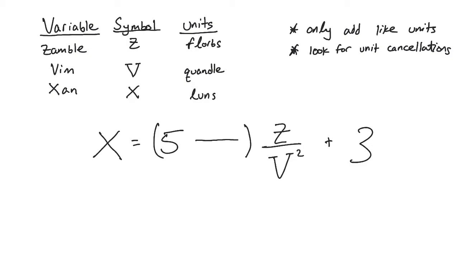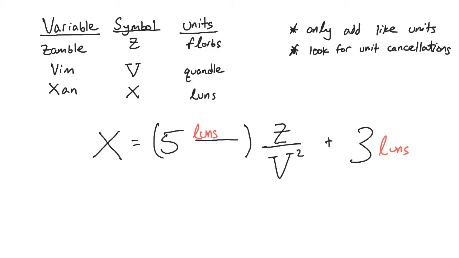So we can only add units at the end of the day. This has to have units of luns. So over here, we'll make sure we have that. Luns, 3 luns, adding to this whole term 5 times z over v squared, that better turn into a certain amount of luns. So we'll definitely need luns up in the numerator. And now we just have to look for some unit cancellations.